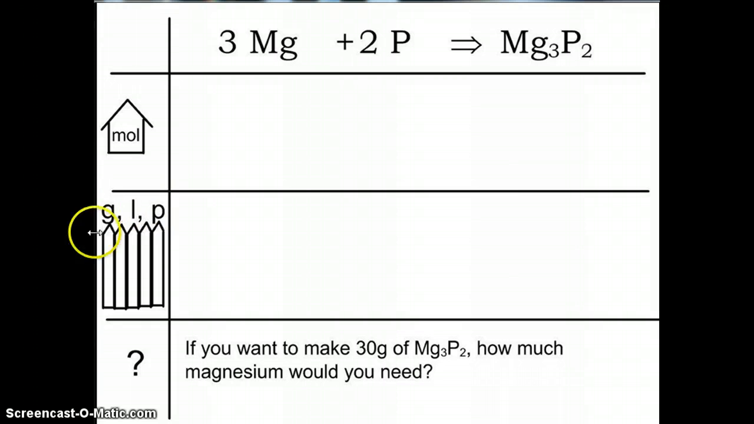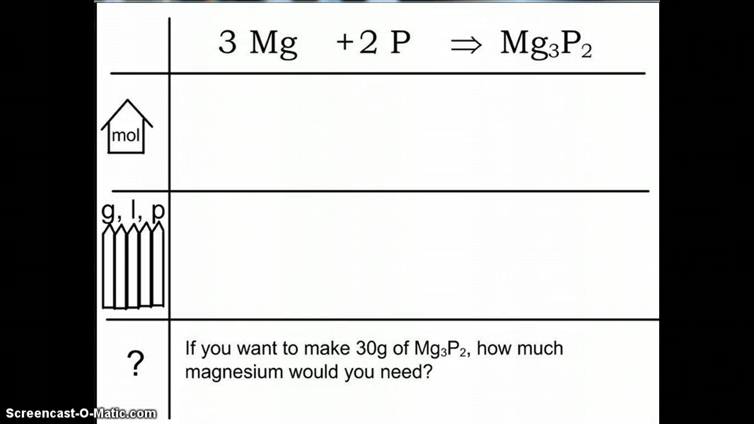Now, the row underneath this is our fence, and that is our grams, liters, and particles. We can only move up and down from this row. We can't actually move from side to side. That will become very important when we start actually working a problem. But any number that you may have that is in grams, liters, or particles is going to go into this row.